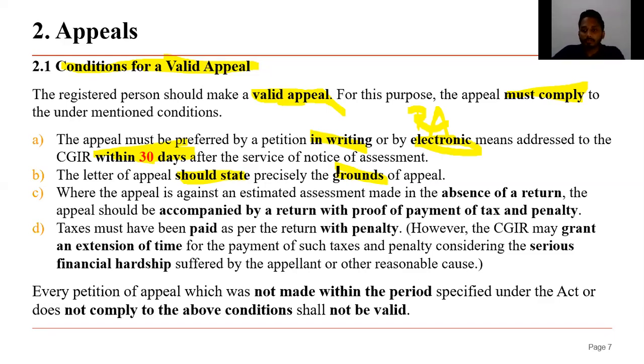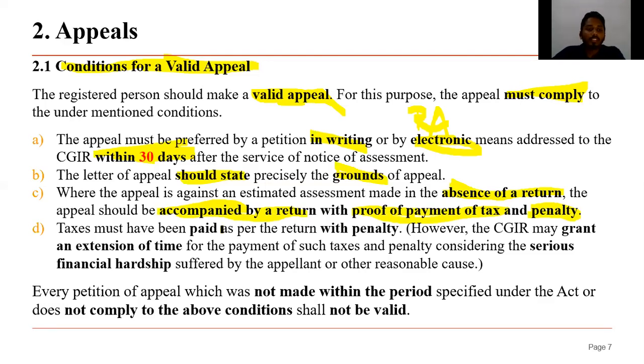Then in the case of absence of a return, if you did not file a return and you received an assessment, then you need to submit the appeal by attaching the return format and also the proof of payments and the payment slip. That means there is a penalty requirement also, you need to pay that penalty, and you are required to attach that confirmation also when you are making an appeal.